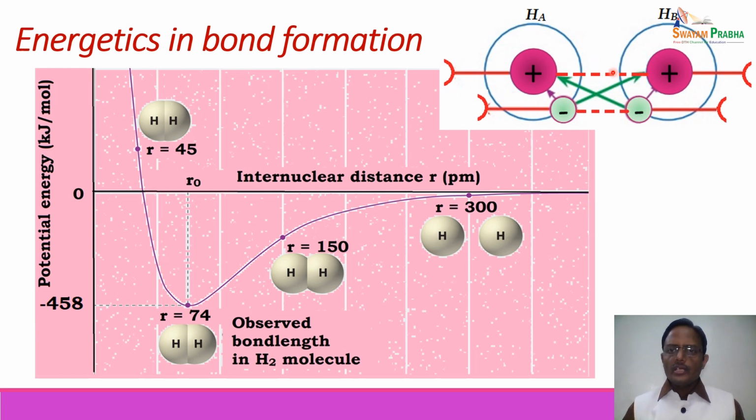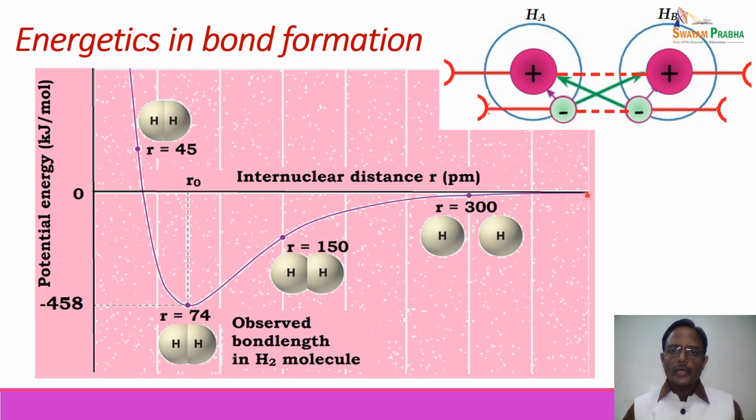Now, consider when these two atoms are at infinite distance. If you look at this diagram, this is the potential energy, expressed in kilojoules per mole, as a function of internuclear distance, expressed in picometers. Consider a situation where these two atoms are far away from each other, so that this R is a very large value, more than around 500 picometers. At this distance there is no interaction between the two hydrogen atoms.